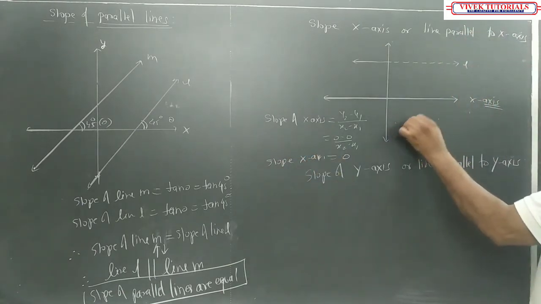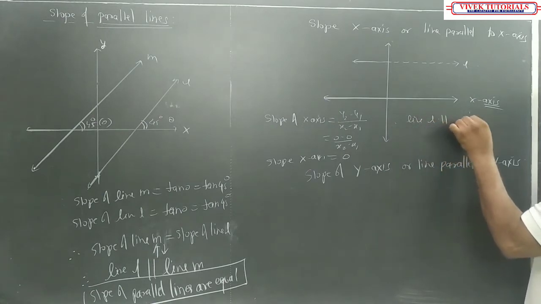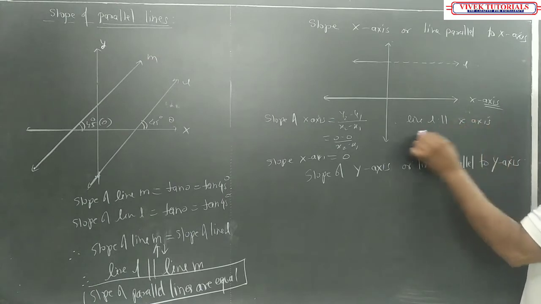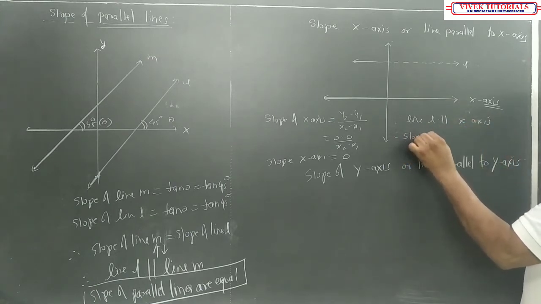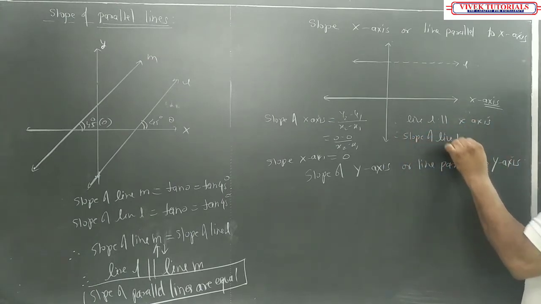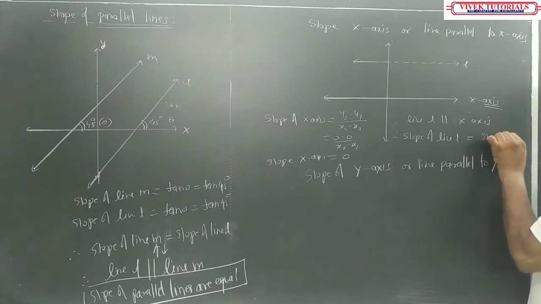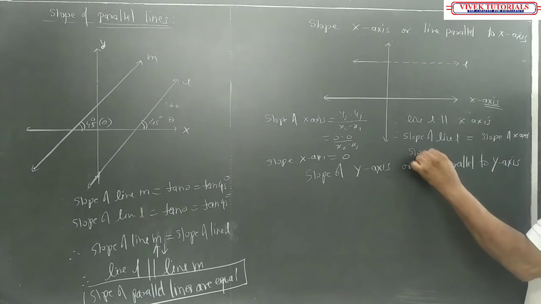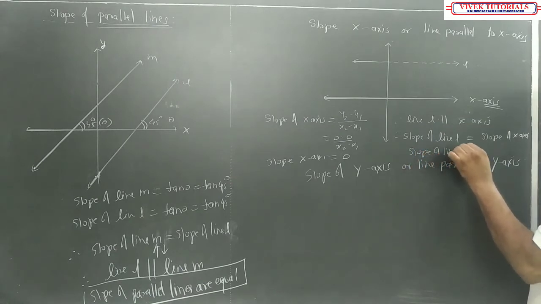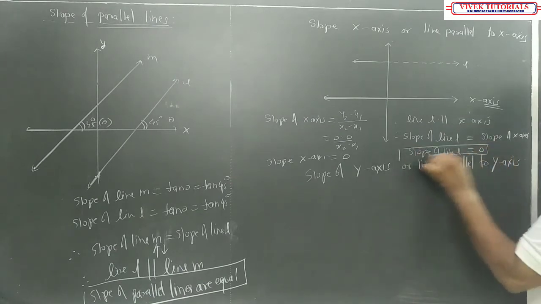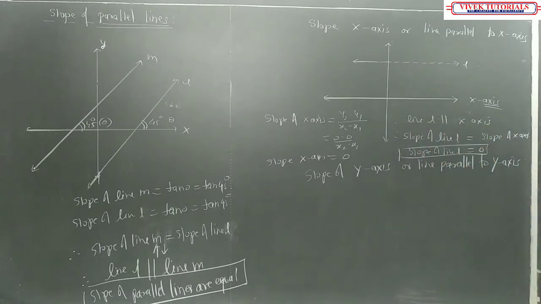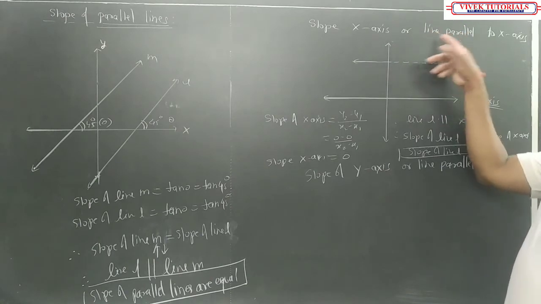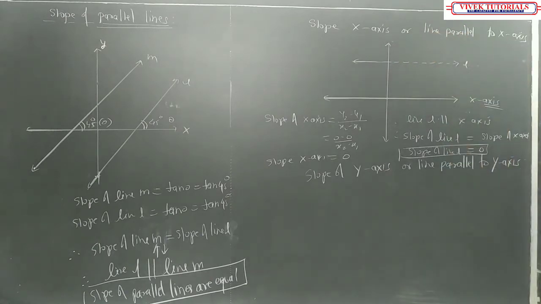But line L is parallel to x-axis. Therefore, slope of line L is equal to slope of x-axis. So, slope of line L is equal to 0. 0 upon any number is 0. That's why. Once again, slope of x-axis or a line parallel to x-axis.